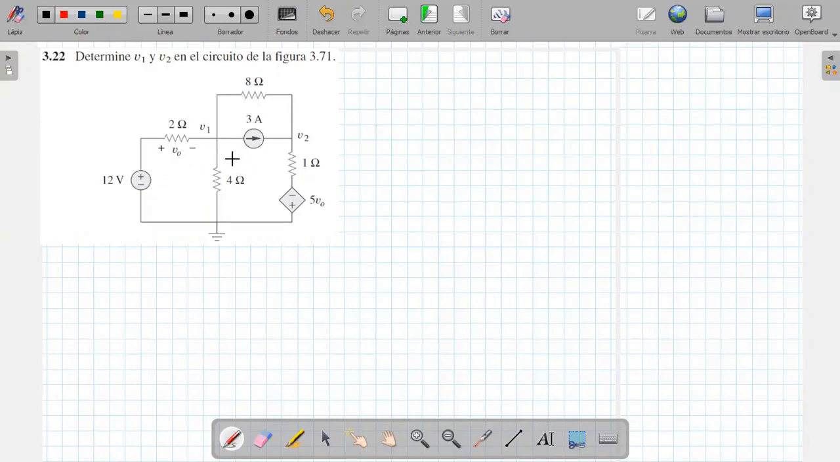The first thing we are going to do is a visual analysis of the direction of the currents. Later we apply the nodal analysis. If I observe this voltage of 12 volts, it generates an upward force due to polarity. So, the first current that comes to mind is the one that comes this way and goes through this 2 ohm resistor.